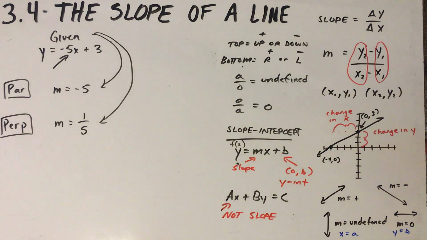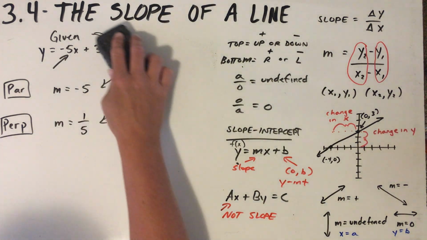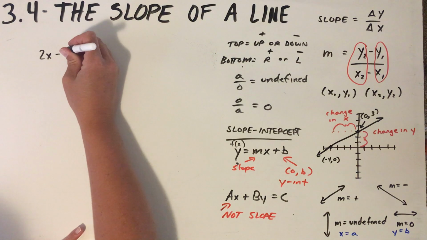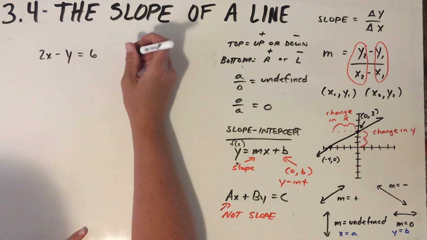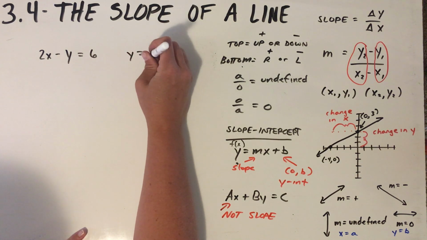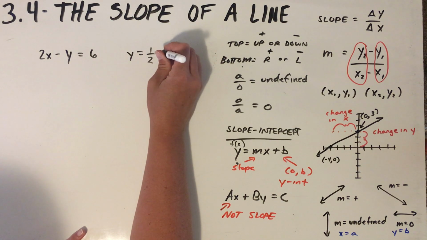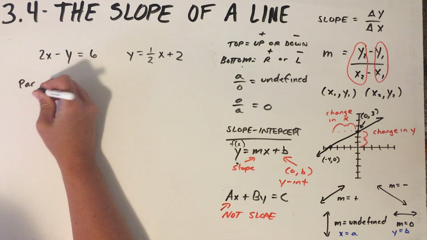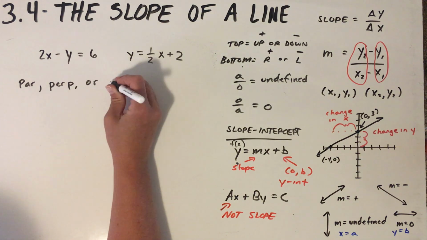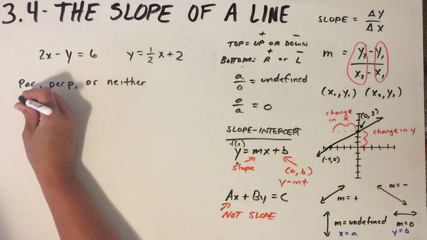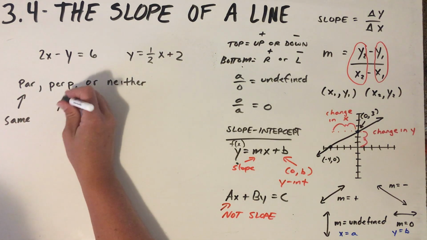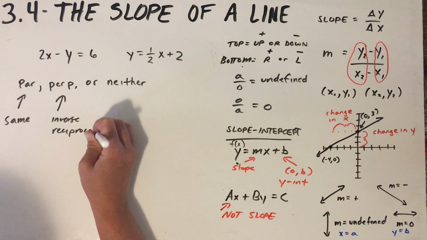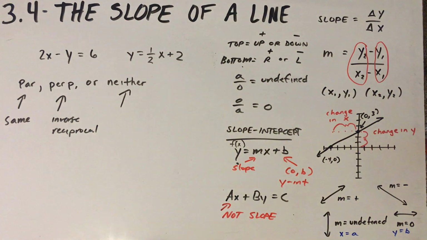Okay, so then you might also be given two different lines. You're given these two lines. The question here will be, are these lines parallel, perpendicular, or neither? If it is the same slope, then they're parallel. If these are inverse reciprocal slopes, then it's perpendicular. And if it's anything else, then these lines are not parallel or perpendicular.